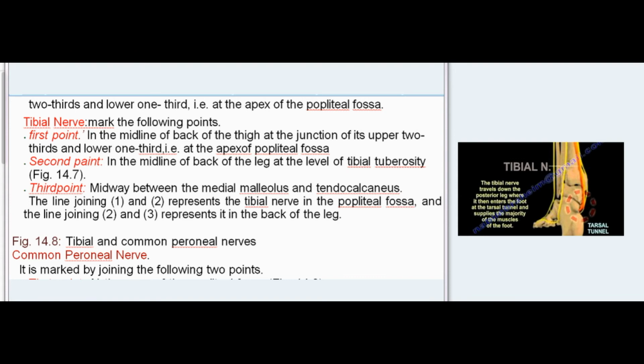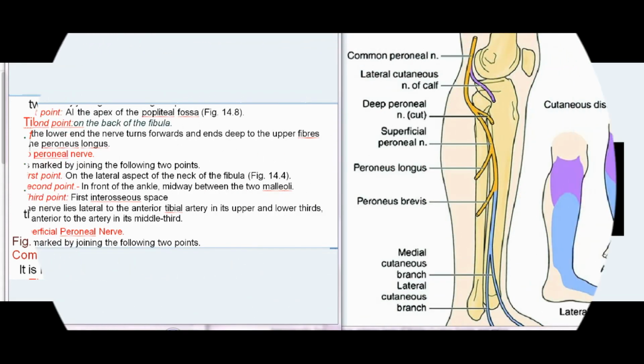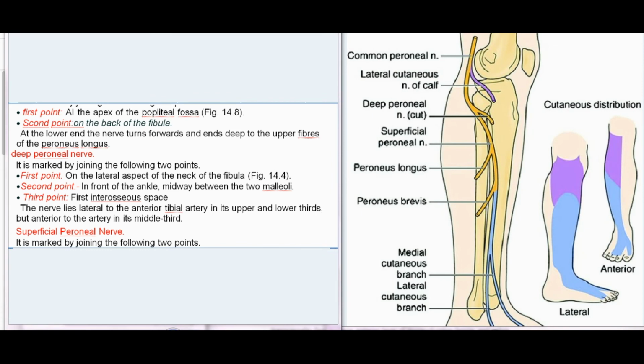Fig 14.8, tibial and common peroneal nerves. Common peroneal nerve. It is marked by joining the following 2 points. First point, at the apex of the popliteal fossa, Fig 14.8. Second point, on the back of the fibula. At the lower end the nerve turns forwards and ends deep to the upper fibers of the peroneus longus.